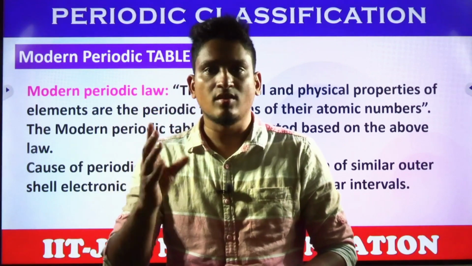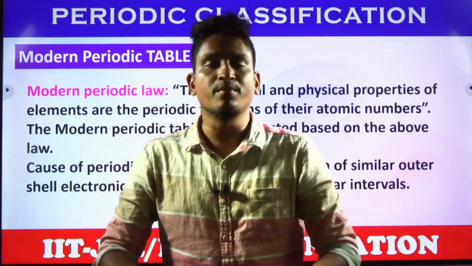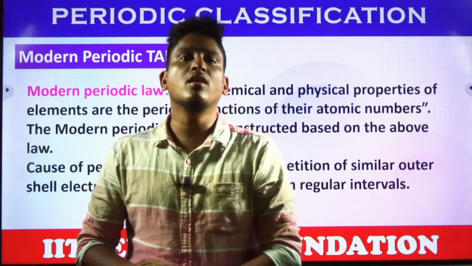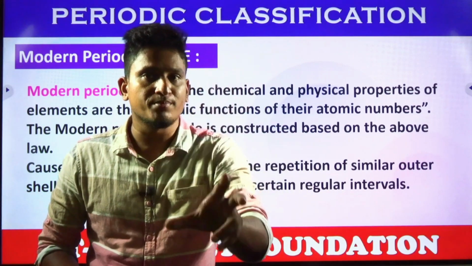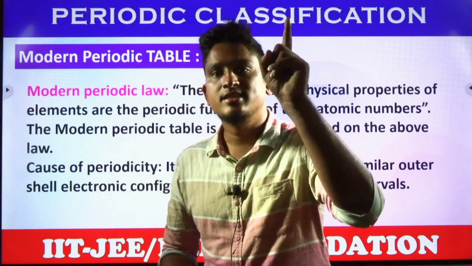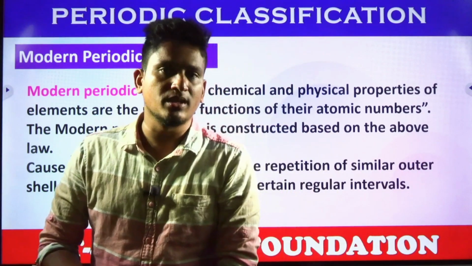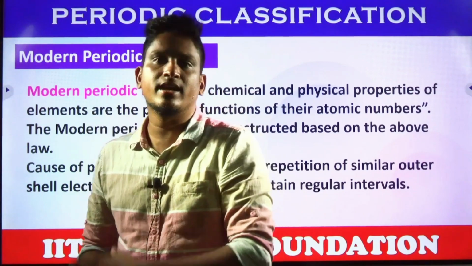Got the clarity? Got understood why they show similar properties? That is explained by this modern periodic table. All the elements in one group have the same property because they have similar valency shell configuration. Let's take any group. Let's take 17th group elements: fluorine, chlorine, bromine, iodine, astatine.